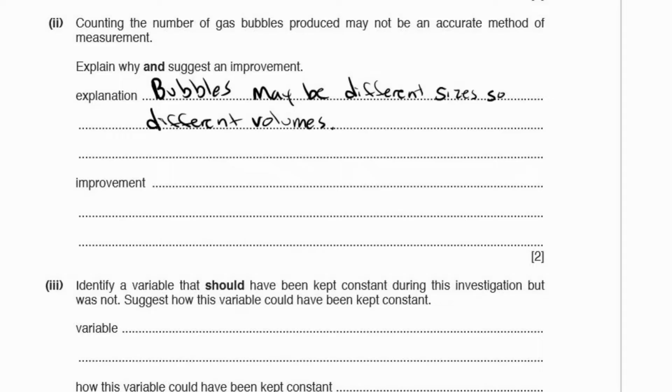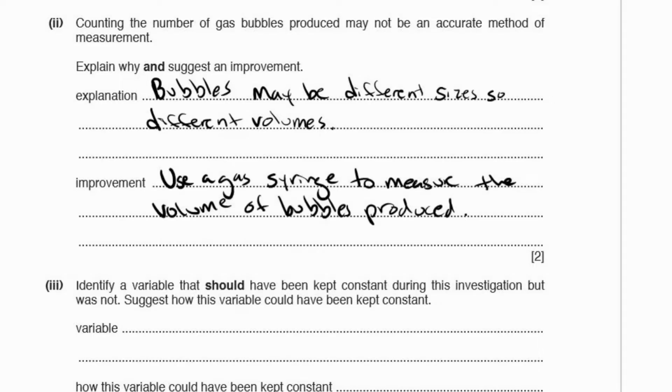Okay, and how do you improve on this? Well, counting the bubbles doesn't work as well. You need to actually measure the actual volume of bubbles produced. And a good way to do that is using a gas syringe. So use a gas syringe to measure the volume of bubbles produced. And while it might be obvious that the purpose of a gas syringe is to measure the volume of bubbles, just stating using a gas syringe isn't enough. You have to actually say what you're using it for, measuring the volume of the bubbles. Okay.